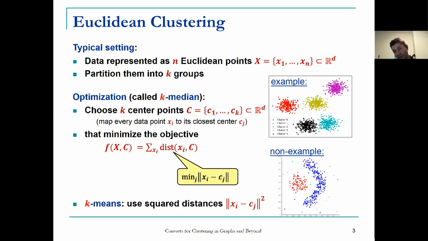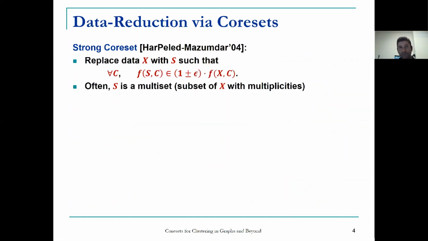So the clusters usually would look something like in the example here on the right, as opposed to other examples on the bottom, which don't fit this, but there are ways to deal with it. So this is a very classical setting.